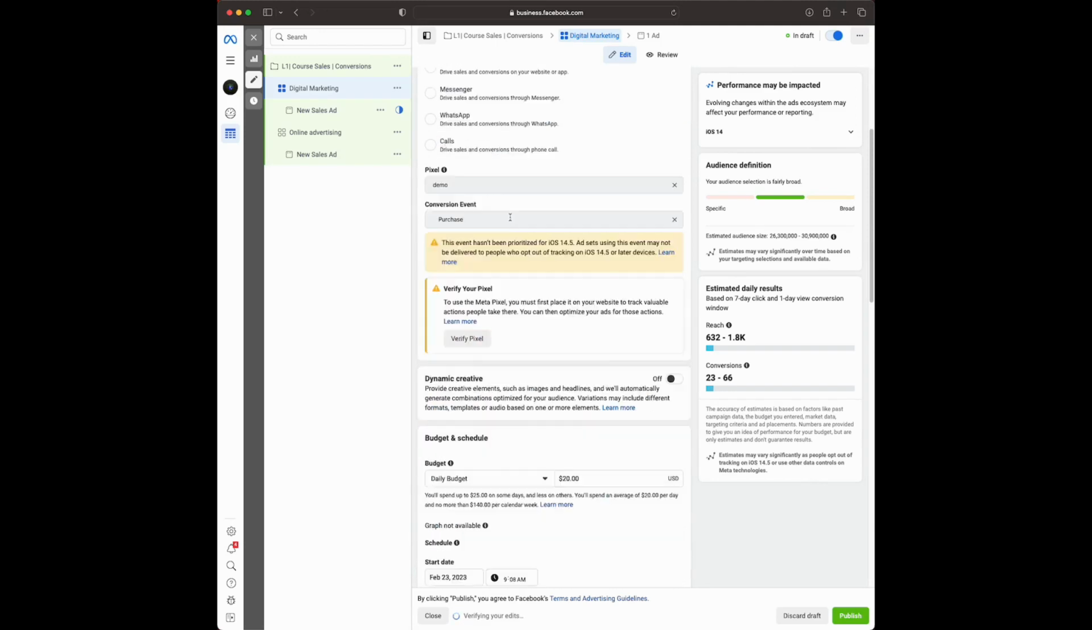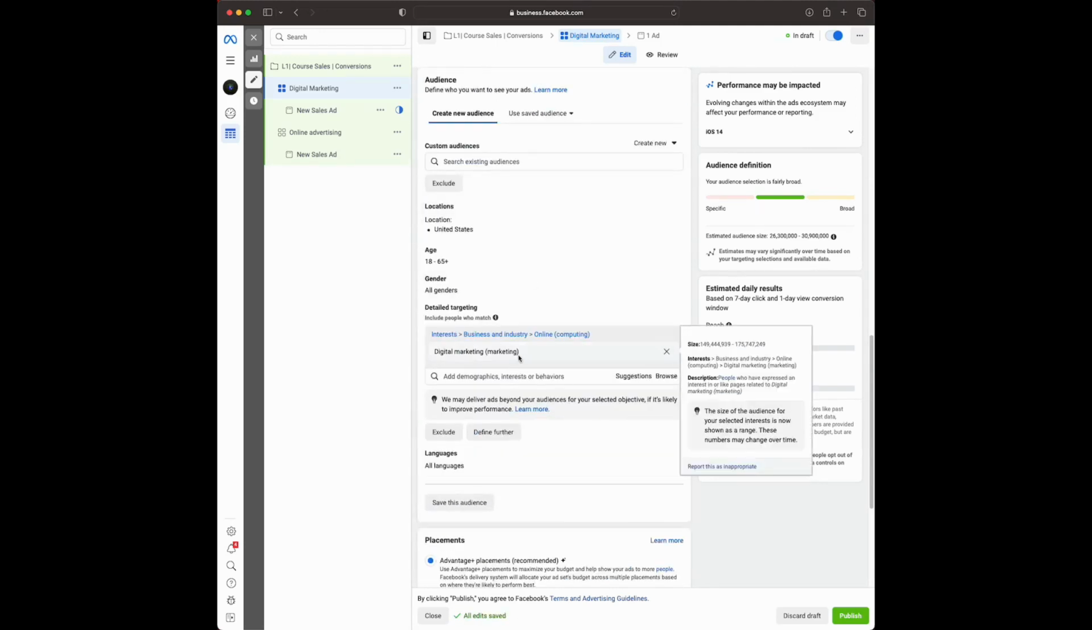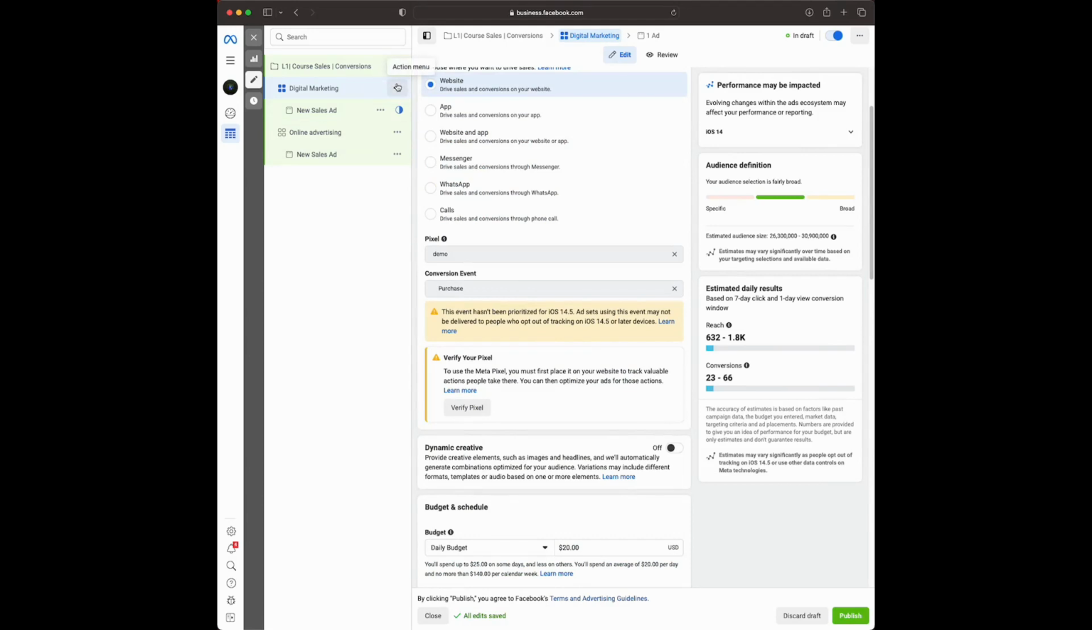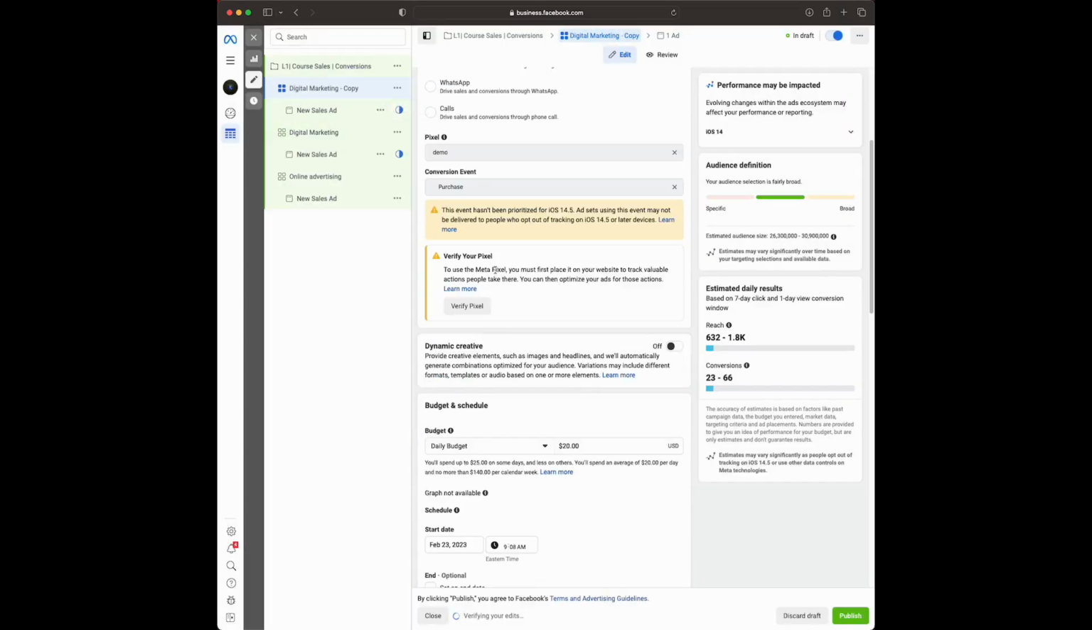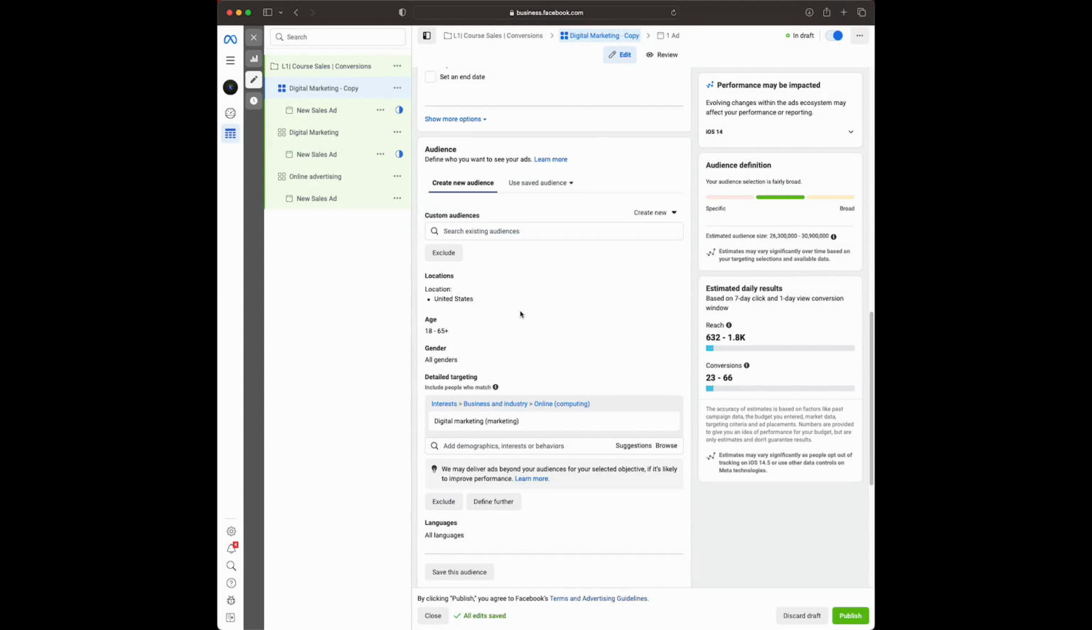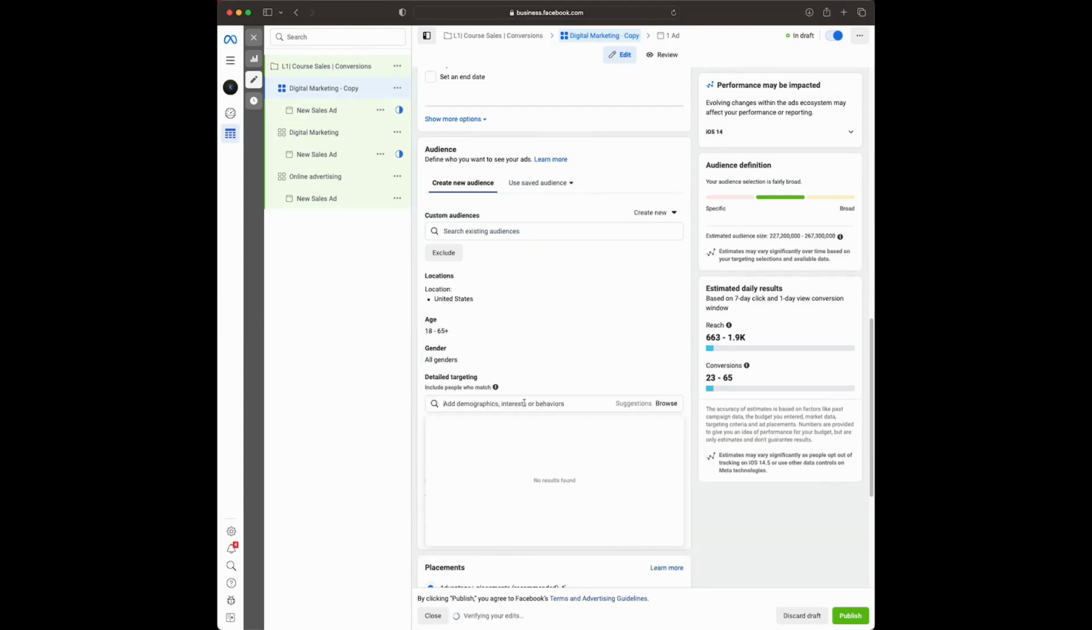Perfect. And now for the third layer, guess what we're going to do? We're just going to go right here to this digital marketing ad set, and we're going to select quick duplicate again to give us another ad set. And now we can go down and take away digital marketing from this one because that was in the last one. So the first layer is something that is directly related to your business. The second layer is something that is closely related to your business.